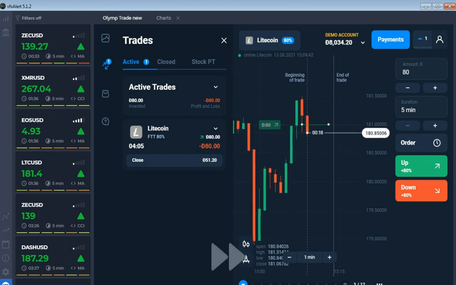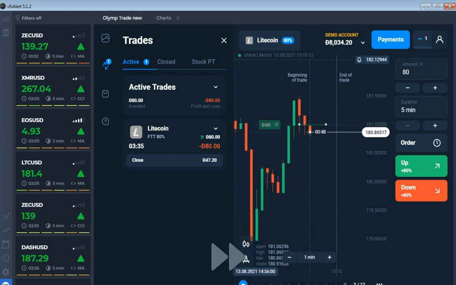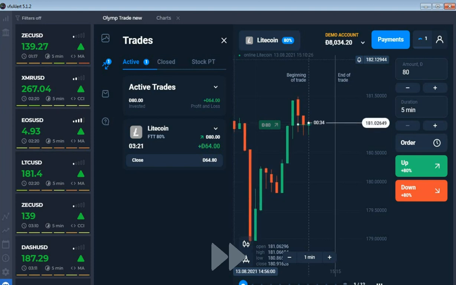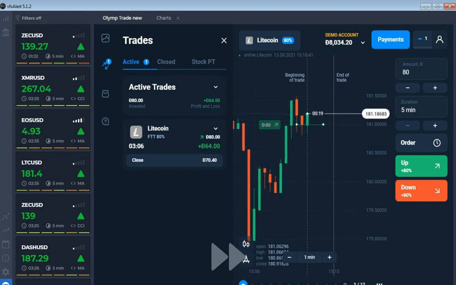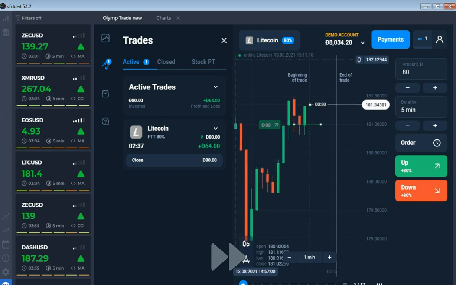The indicators are not included in the basic set of binary trading platforms, but they can easily be found for free on the internet. We will use charts from TradingView and Olymp Trade Broker to open options.